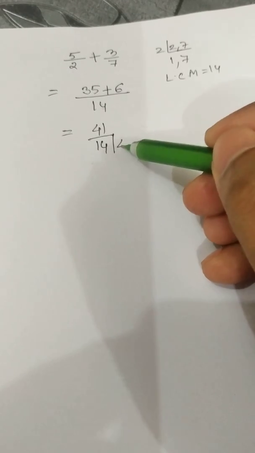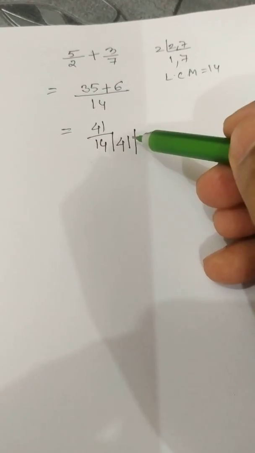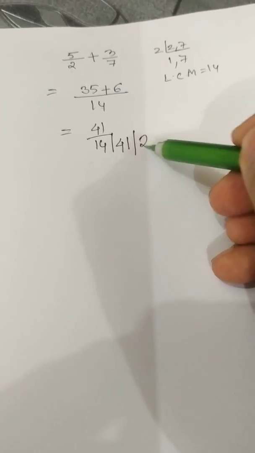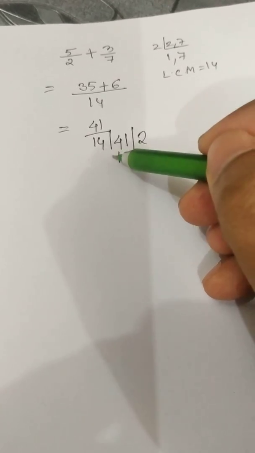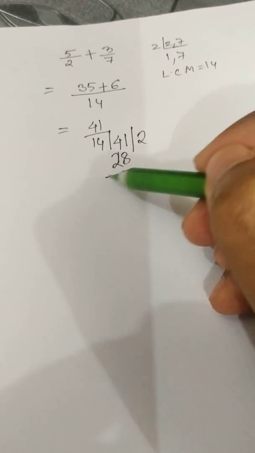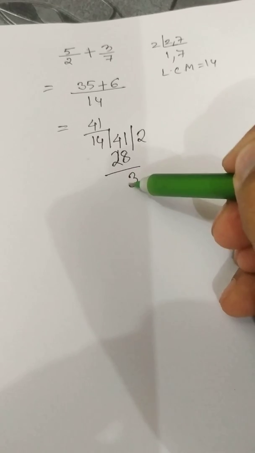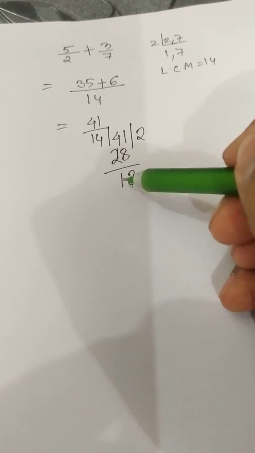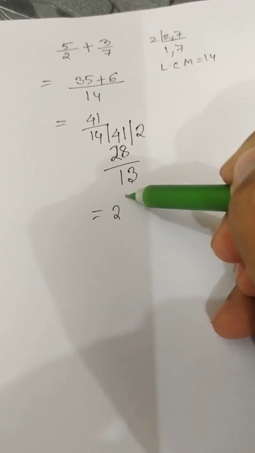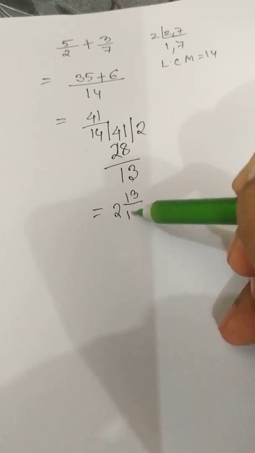You need to convert this into a mixed fraction by simply dividing it. 14 2s are 28. So 41 minus 28 is 13. 14 into 1 is 14, so the answer will be 2 13 by 14.